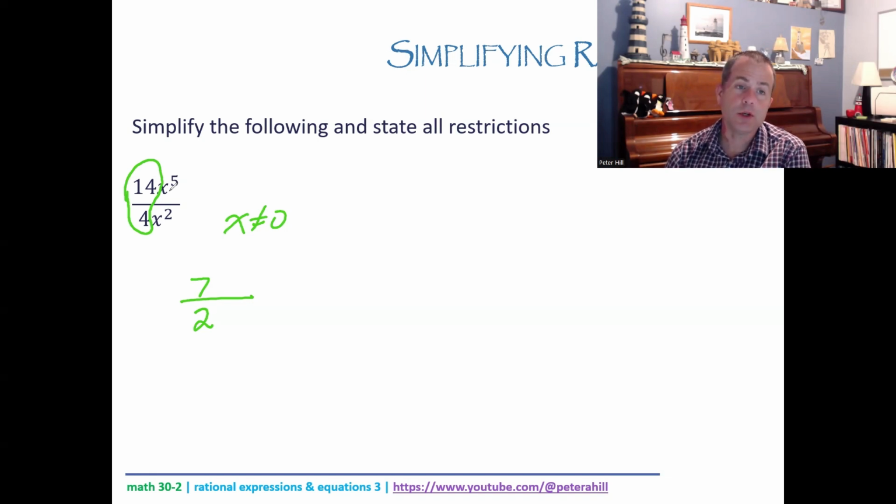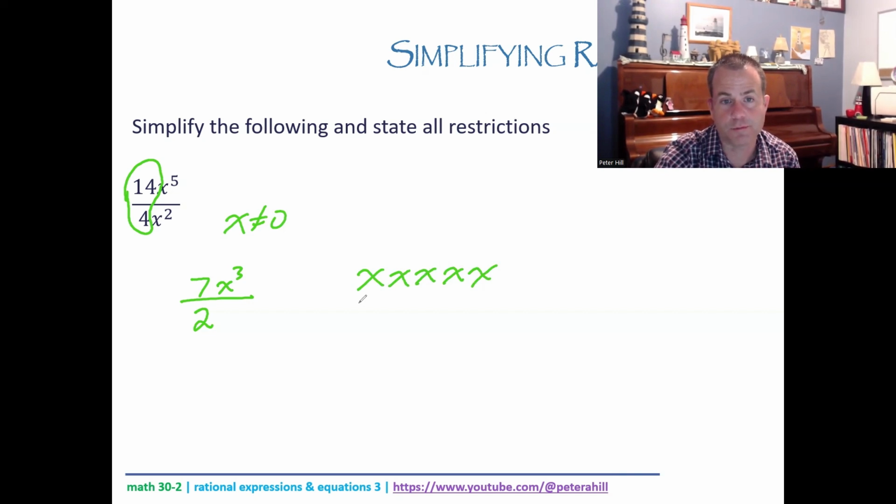Now, with x to the 5 over x squared, we could think back to grade 10 exponent laws. When dividing powers of the same base, we subtract the exponents. So x to the 5 minus 2 would be x to the 3 there. Another way to look at it, if you are a more visual person: x to the 5 is like x times x times x, 5 times. 1, 2, 3, 4, 5.